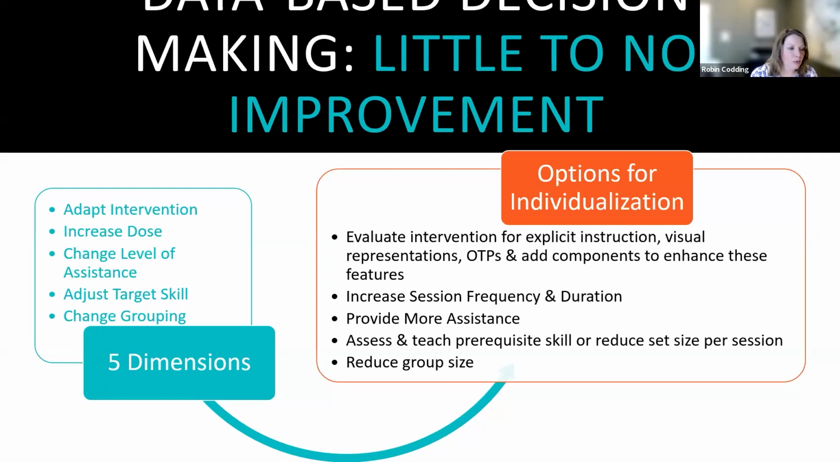You can provide more support or assistance by modeling and demonstration, more guided practice. You can assess and teach prerequisite skills or reduce the set size per session, or reduce the group size. Say the student was in a 5-to-1 group and you might move it to a 2-to-1 grouping. So all 5 are on the table when students are making little to no improvement. And how you're going to know is by looking deeper into the data that you have about that student and their progress to see which of these are the most viable choices to make.